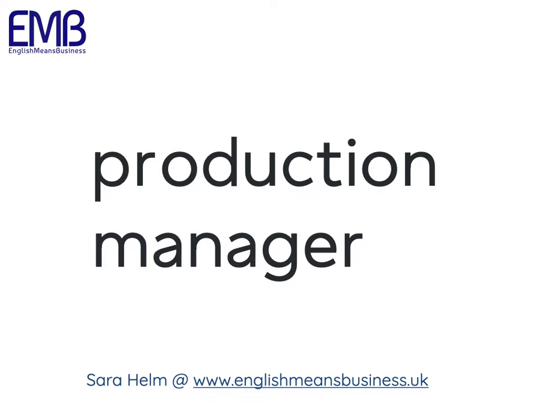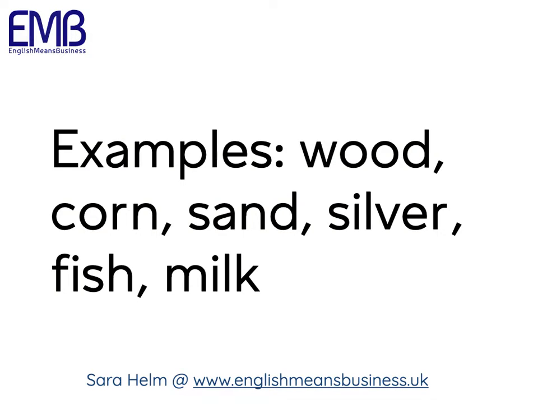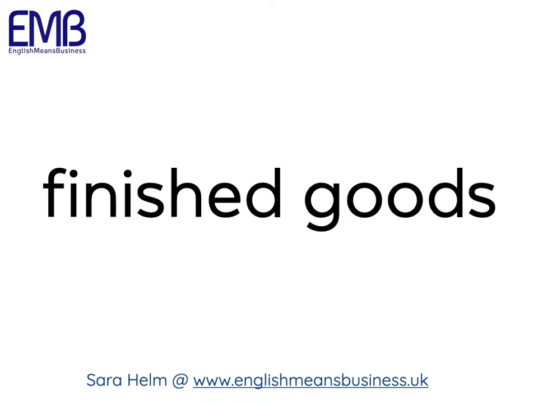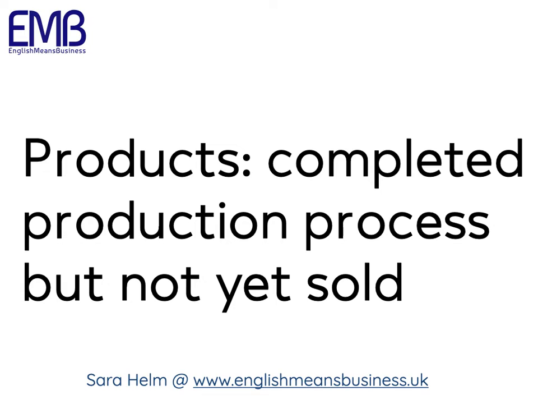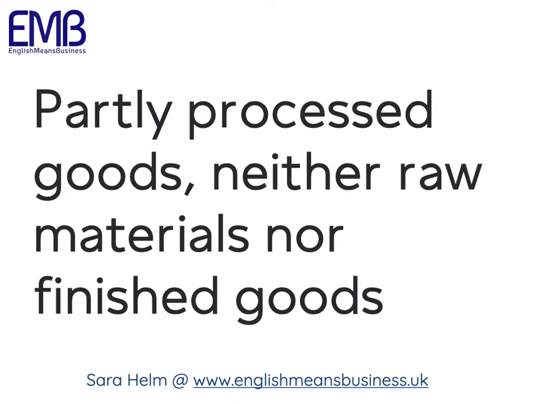How does the production process start? Well, it usually starts with raw materials. For example, wood, corn, sand, or silver. And it ends in finished goods, with completed products that haven't yet been sold. In the middle, there are semi-finished goods. These are goods that are partly processed, so they're neither raw materials nor finished goods.